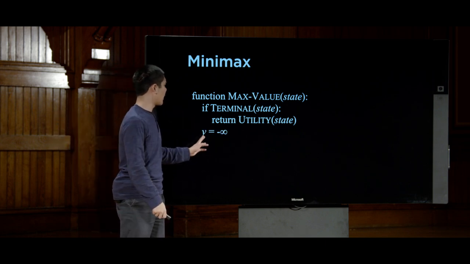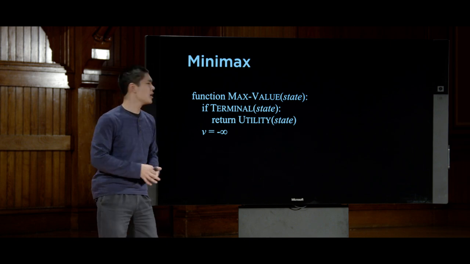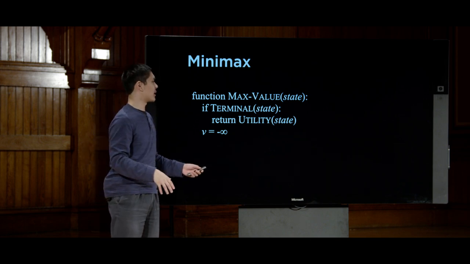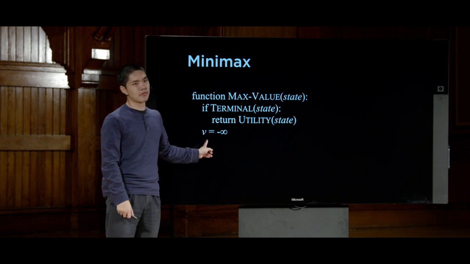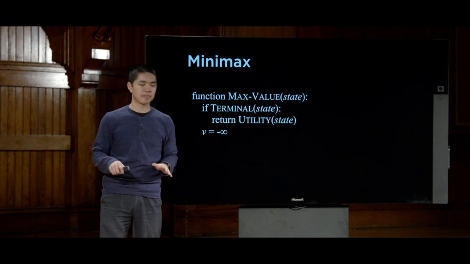So initially, I'll set v equal to negative infinity, which seems a little bit strange. But the idea here is I want the value initially to be as low as possible, because as I consider my actions, I'm always going to try and do better than v. And if I set v to negative infinity, I know I can always do better than that.